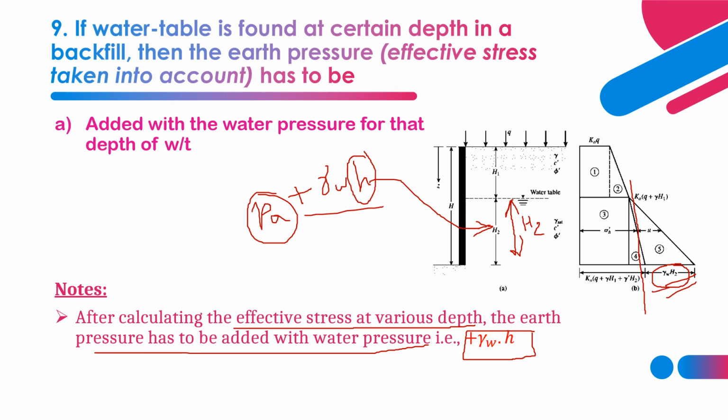In case water table is present, we should not leave the water table as is, because we have already found the effective stress. That is not the thing. Even after finding the effective stress and multiplying that with the coefficient of earth pressure, we have to add the gamma WH in case of water table is present. So this is the main thing we have to be aware of. Now let's move on to the 10th question, last one.